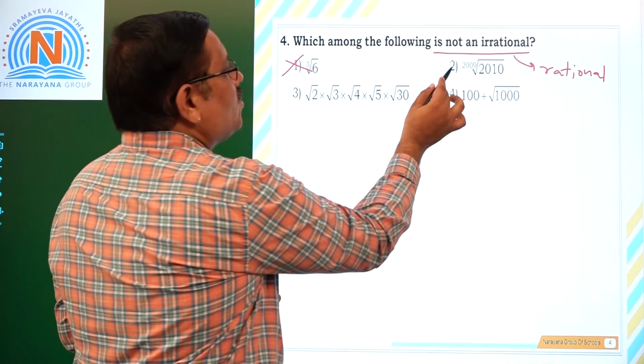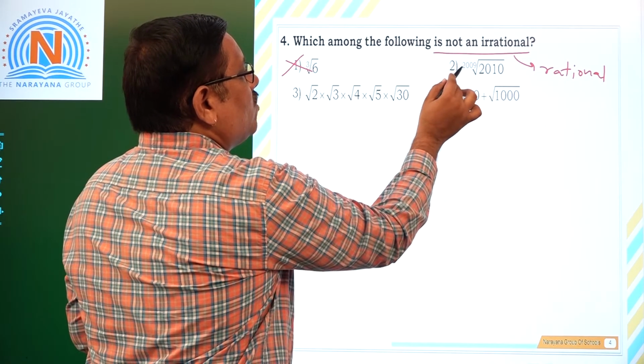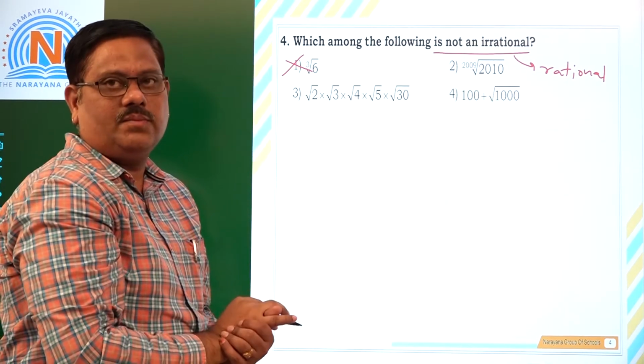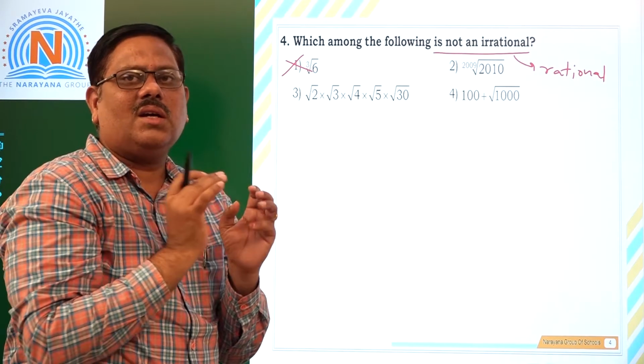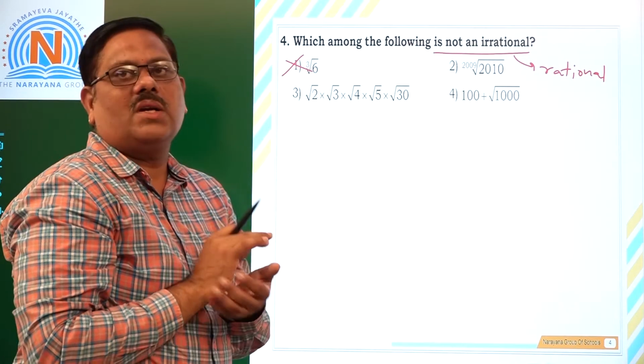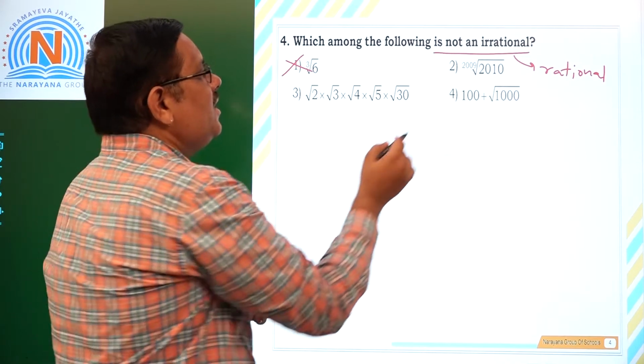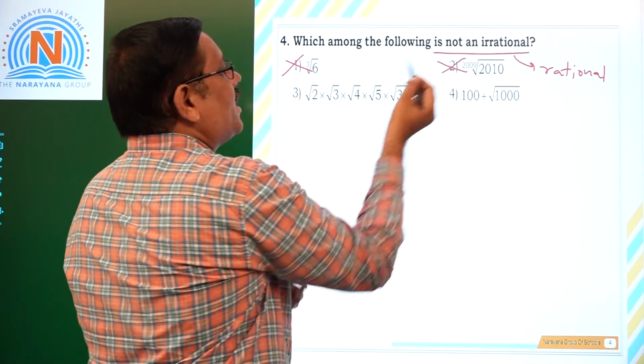Next, the 2009th root of 2010. 2010 is not something to the power 2009. So definitely it is also irrational. So it is not rational.